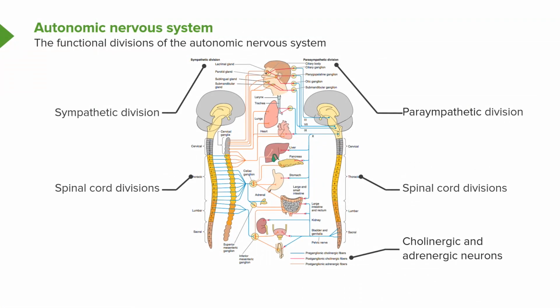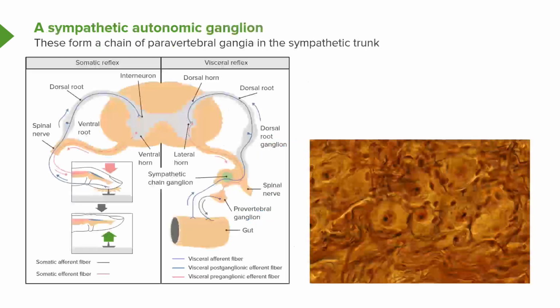Sometimes the transmitters used vary in each of these types of neurons. Some can use acetylcholine as their neurotransmitter. Some can use adrenaline, and therefore they're often referred to as being cholinergic and adrenergic neurons. And I only say that because I might use that term in later lectures.